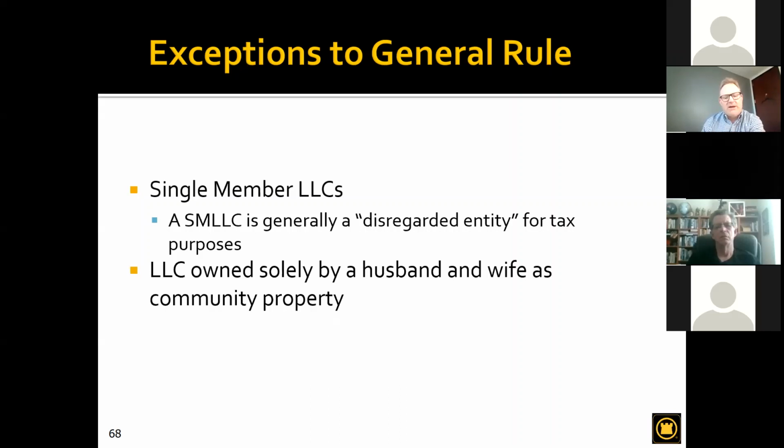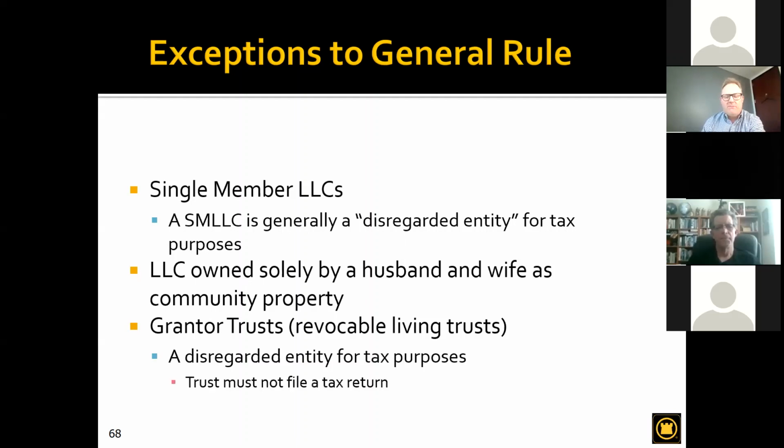LLCs owned solely by husband and wife as community property, these again are disregarded. Grantor trust, revocable living trust, as long as the trust does not file a tax return, it is considered to be a disregarded entity. So again, bottom line is look for the taxpayer. We have to have the same taxpayer on both properties, on the relinquished property and on the replacement property.